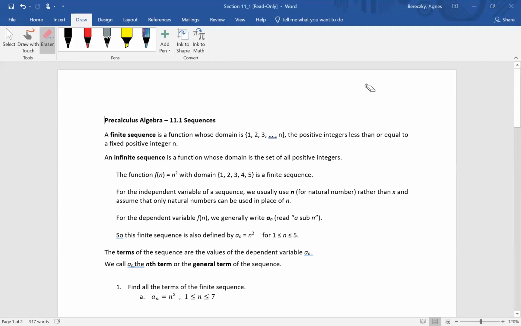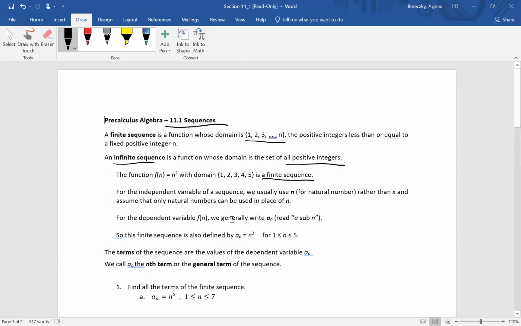This recording is going to be section 11.1, sequences. A finite sequence is a function whose domain is 1, 2, 3, and so forth, n, the positive integers less than or equal to a fixed number n. An infinite sequence is a function whose domain is the set of all positive integers.